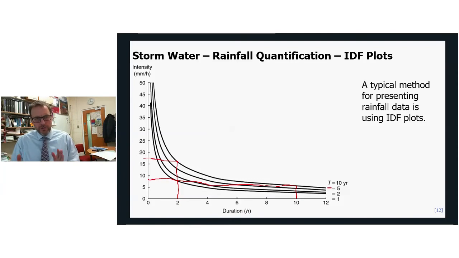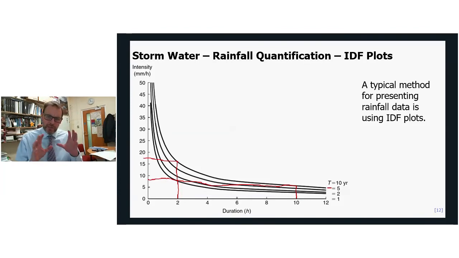Okay, so long duration events tend to be low intensity but high volume, because if you look at the area under the curve, it's basically the volume of the rainfall. So shorter duration events: high intensity, lower volume. Long duration events: lower intensity but higher volume. And this we'll cover next week when we look at pipe design. Sorry, class 4, I think it is.